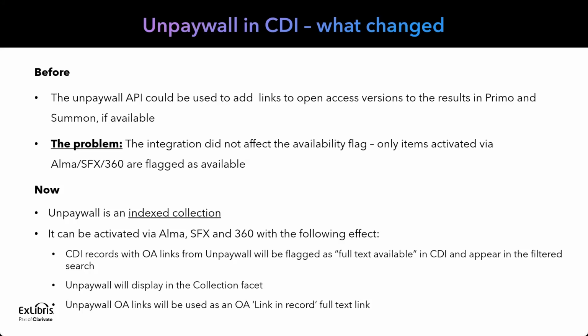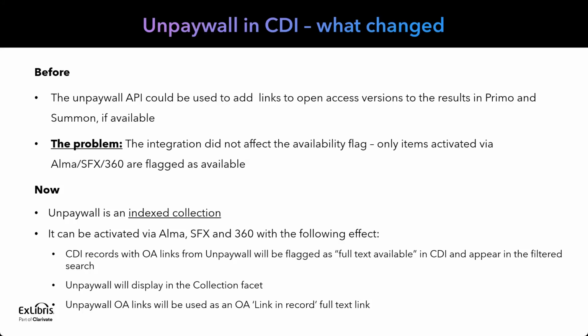It appears there and can be used for filtering the result list. And you also have the Unpaywall open access links as open access link in record in your link list. So if you show all links, as many of you do, you get the open access links in the full record in Primo on the bottom.